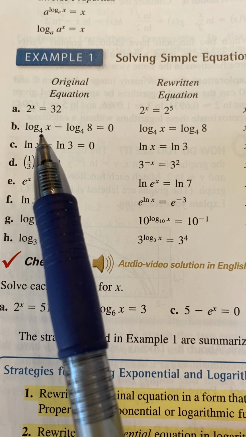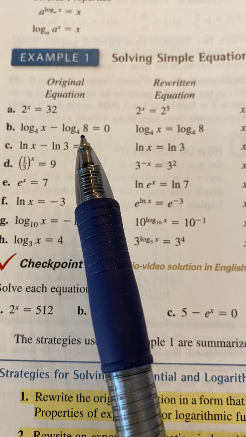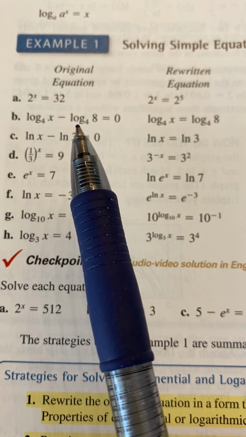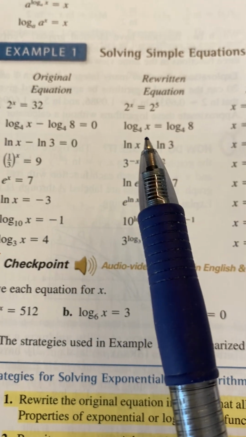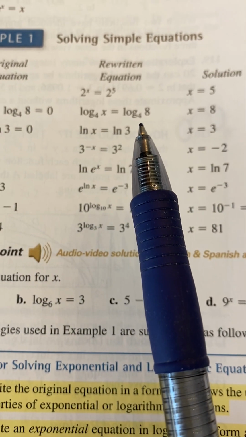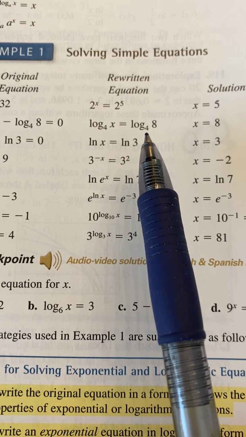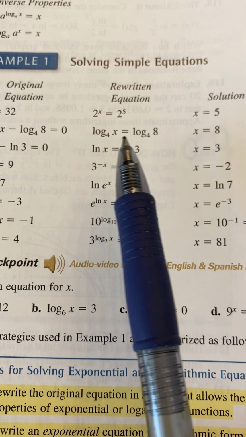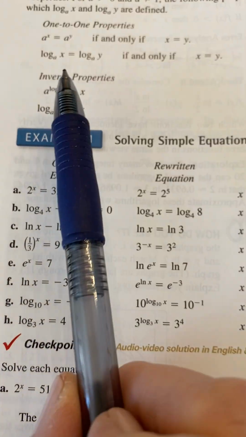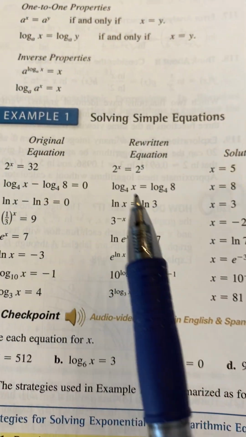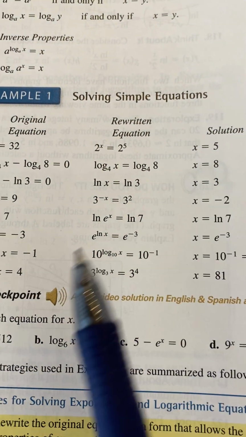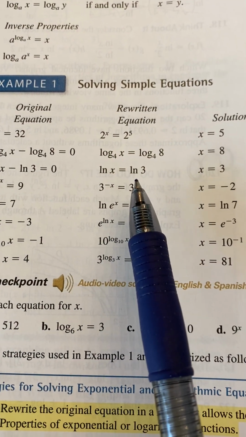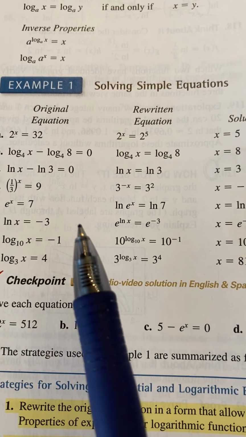Here we have log base 4 of x minus log base 4 of 8 is equal to 0. So that means if we were to add this over on this side, we would have log base 4 of x equals log base 4 of 8. And what we do here, we just drop the log, since they are both the same on both sides. So it's like this property right here. They're both the same, so x would have to equal 8. The same here, we'd add the natural log over, so therefore x would equal 3.